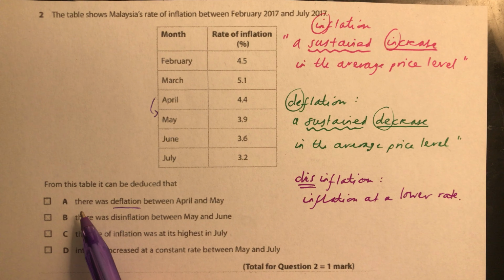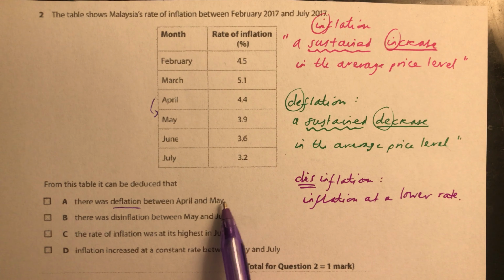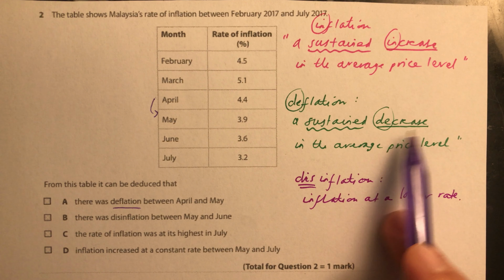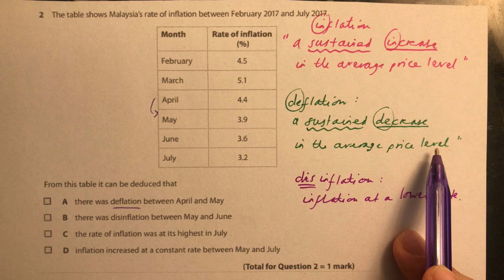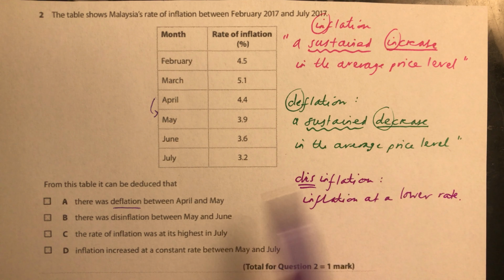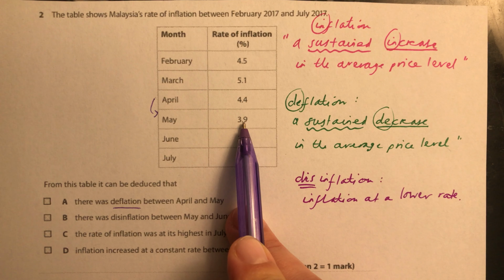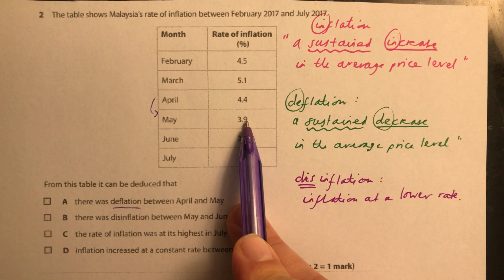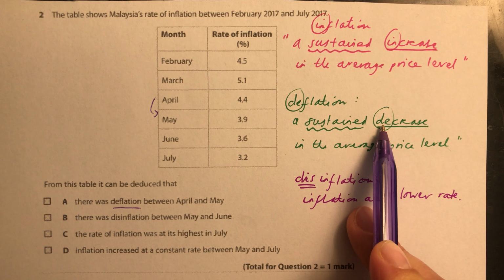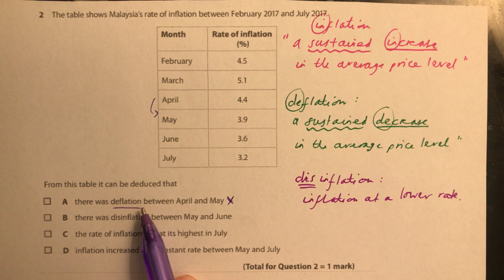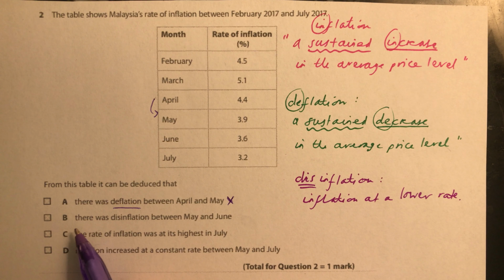So this is saying that there was deflation between April and May. Deflation is the opposite of inflation. It's a sustained decrease in the average price level. So on average, prices are falling. And between April and May, we can see that in May, the rate of inflation was 3.9%. That means that there had been an increase in the average price level. This says a sustained decrease in the average price level. So that's definitely wrong. There was still inflation. There wasn't deflation.